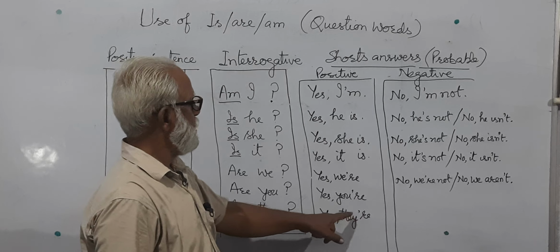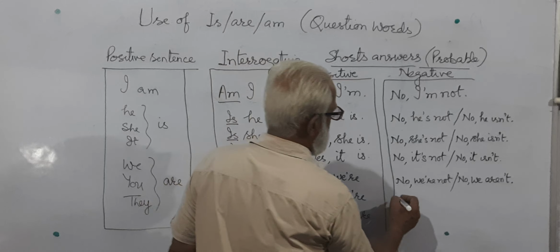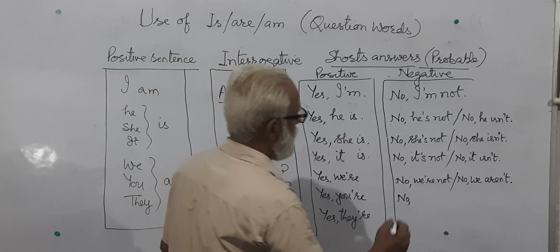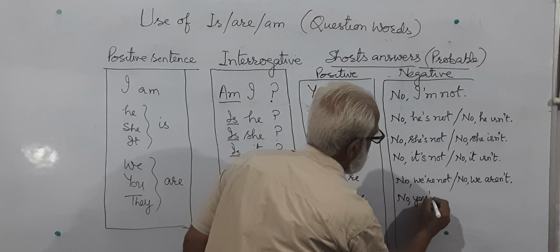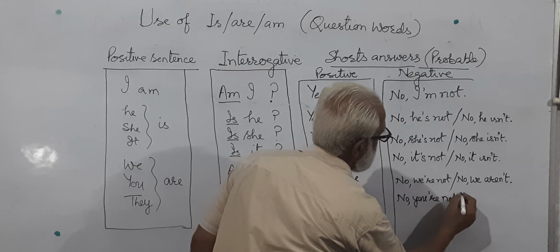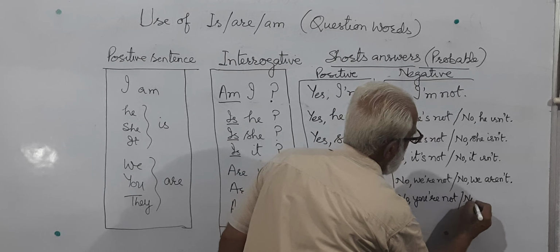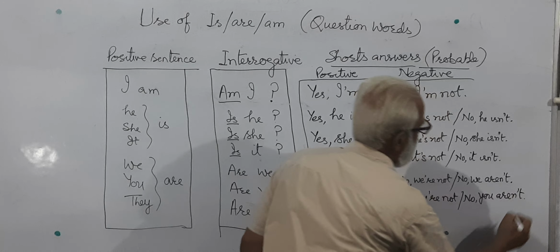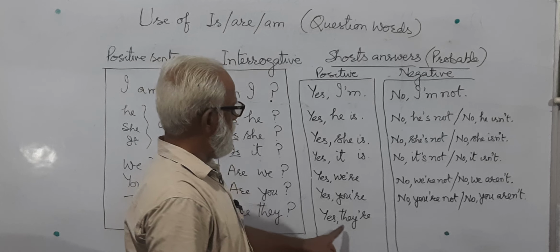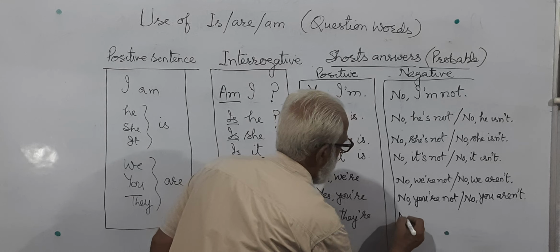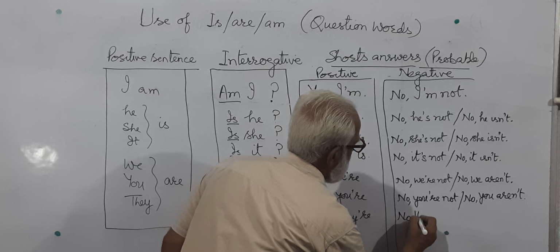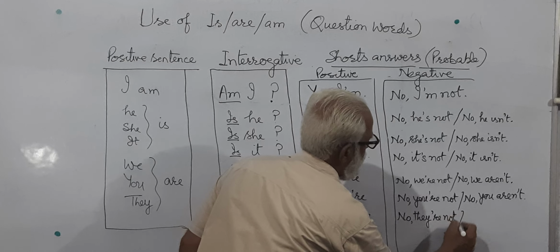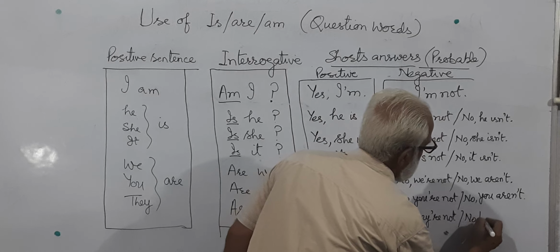Yes, you are. So in place of yes, we say no. You are, you are not. No, you aren't. They, yes, they are. No, they aren't. They are not. No, they aren't.